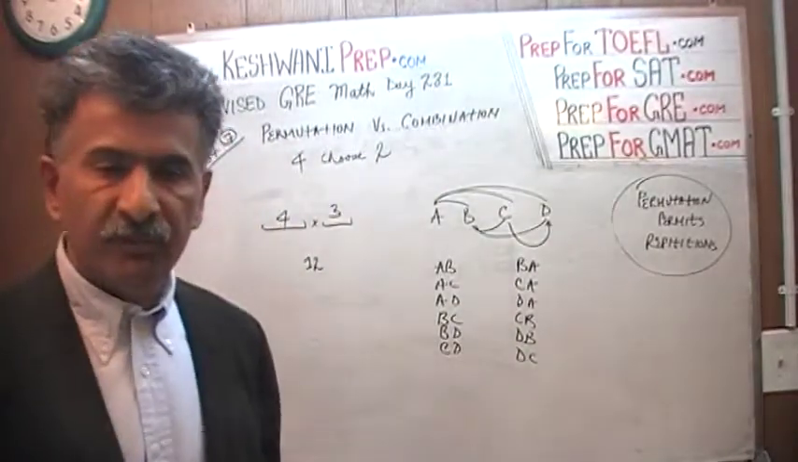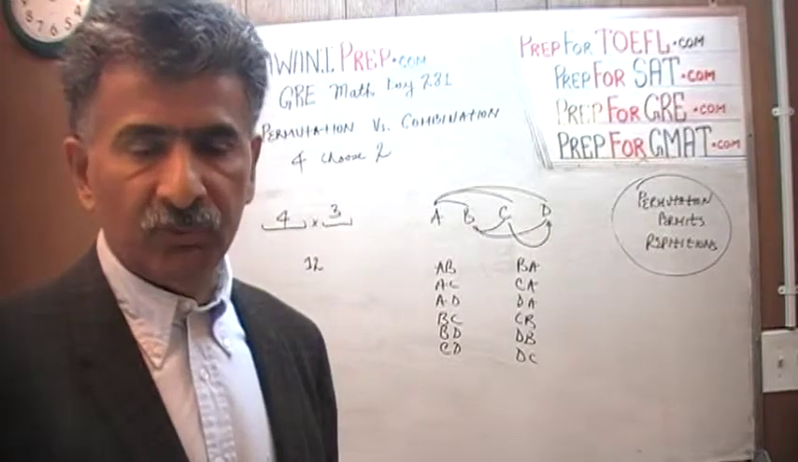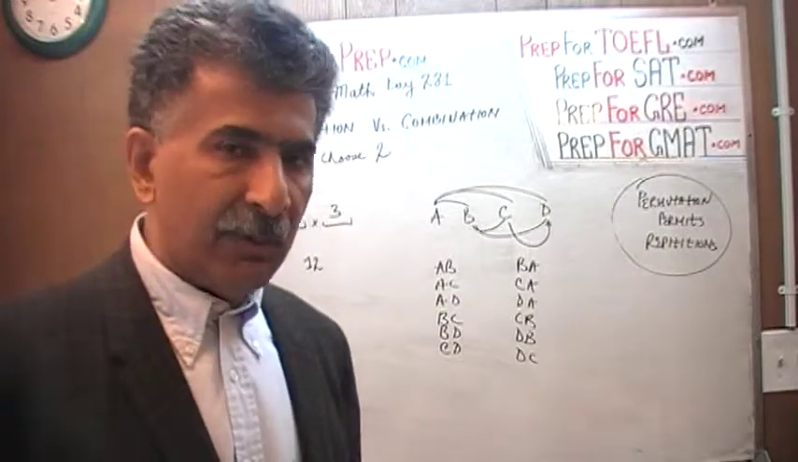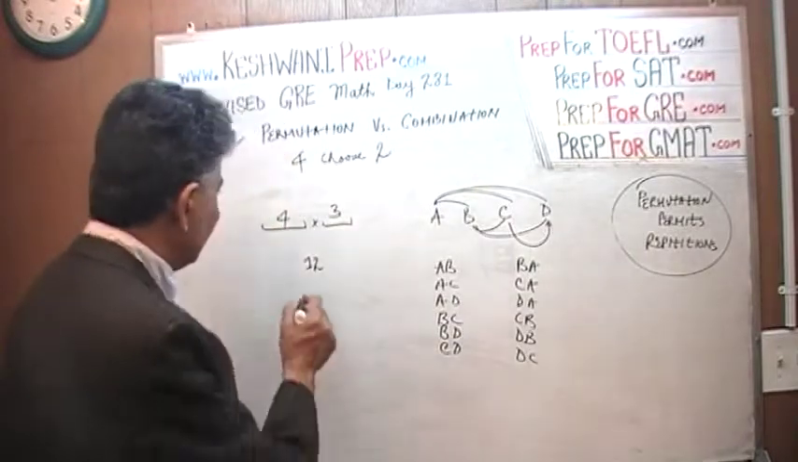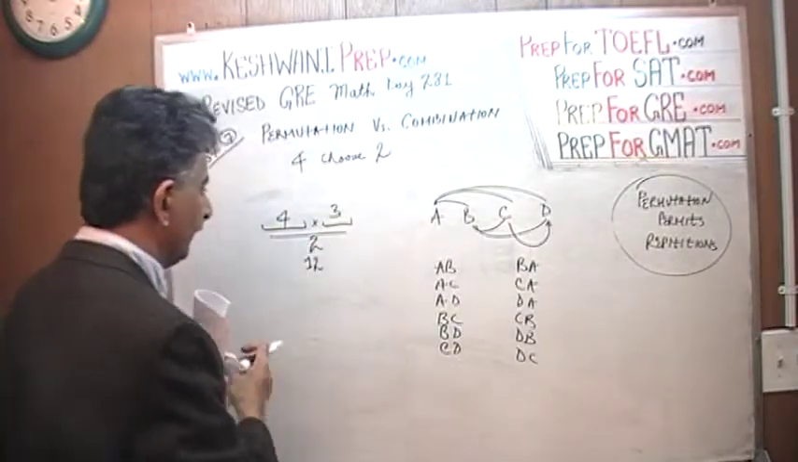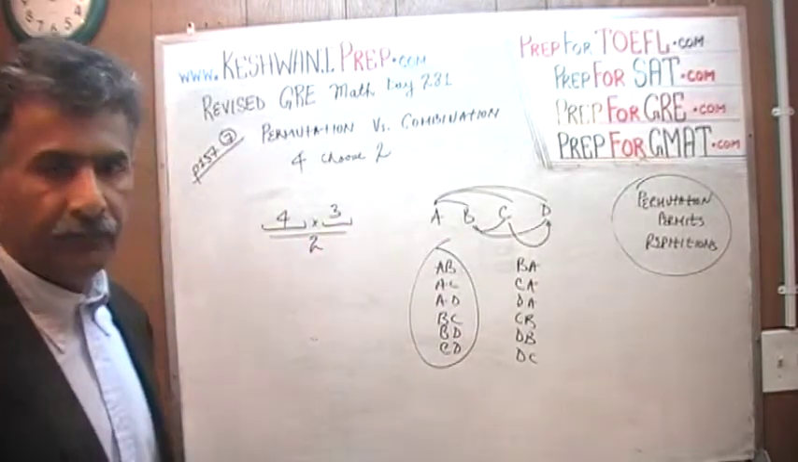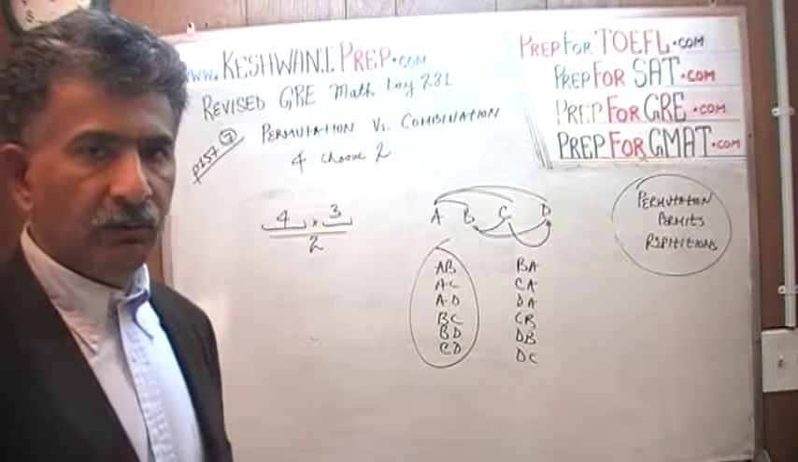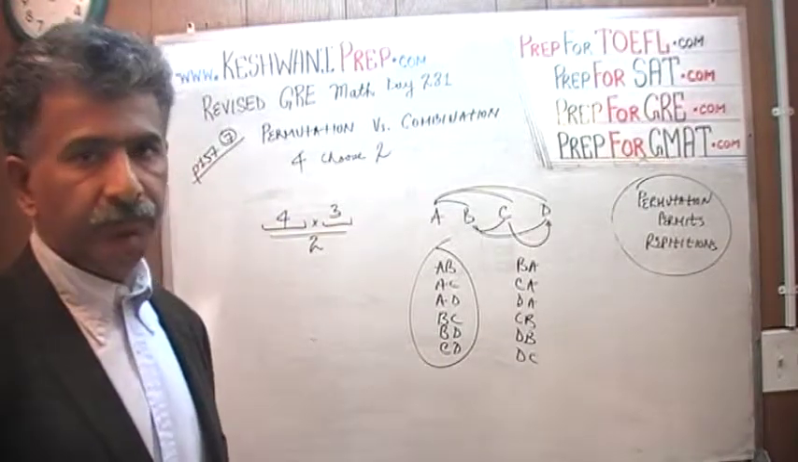Now, out of these 12 different ways, as you can see, there are repeats: B, A, and A, B, and so forth. So, how many different combinations are possible where order does not matter? The answer is we have to take half as many. So, we take only 6 of them. Only 6 of them are counted. So, it's 4 times 3 divided by 2. We take half as many.